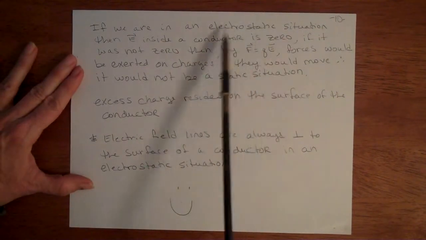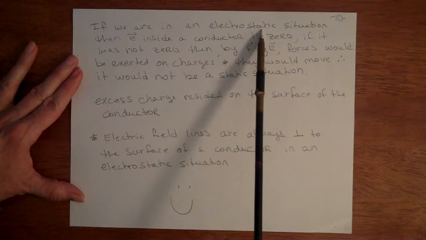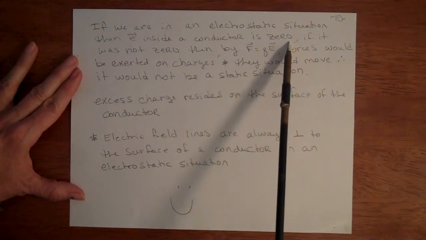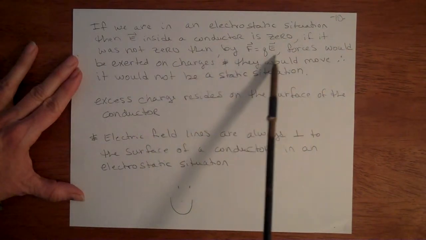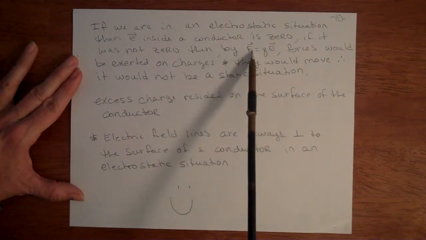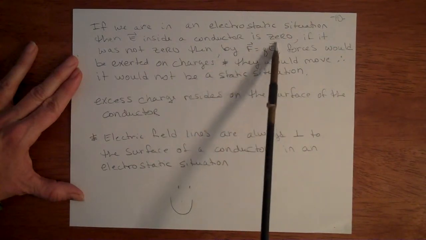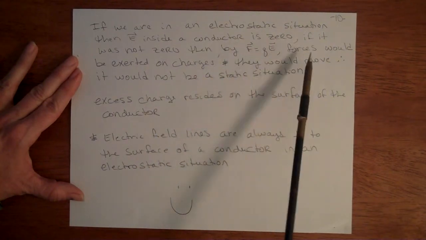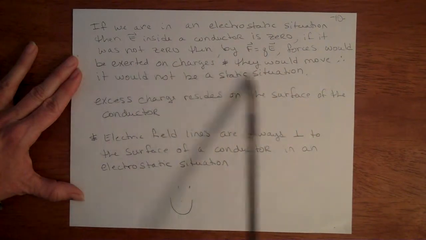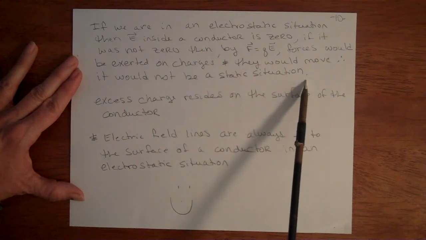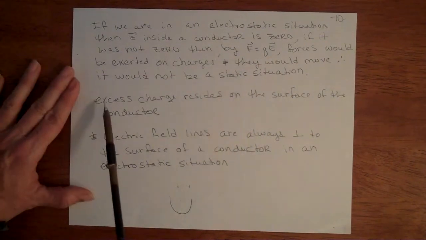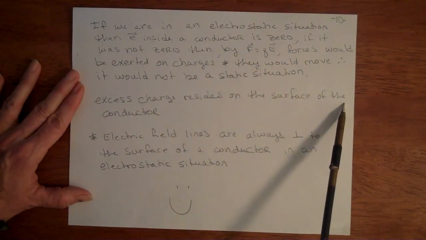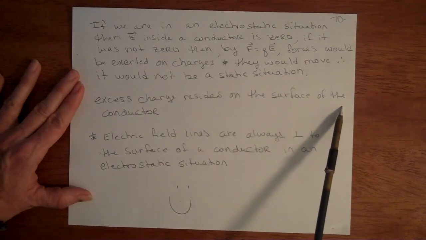If we're in an electrostatic situation, that means there aren't any charges moving around, then the electric field inside of a conductor is zero. Why? Well, if it wasn't zero, then the equation F equals QE that we were introduced to a few moments ago would tell us that if E isn't zero, then there are going to be forces exerted on charged particles within the conductor. Therefore, these forces would cause these charges to move, and it wouldn't be a static situation. In an electrostatic situation, any excess charge on the conductor is going to reside on the surface of the conductor, not within the volume of the material, but on the surface.